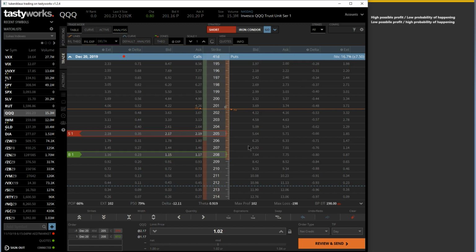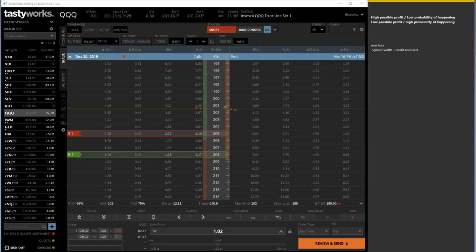So the max loss on this would be calculated. Now I've typed it down in advance, not like before. The max loss on this would be the spread width, so here it would be $3, minus the credit received. Say we have the $3 spread width, and we are receiving $1.02. The max loss would be $1.98. Right, you see it here, it's calculating it for us here.